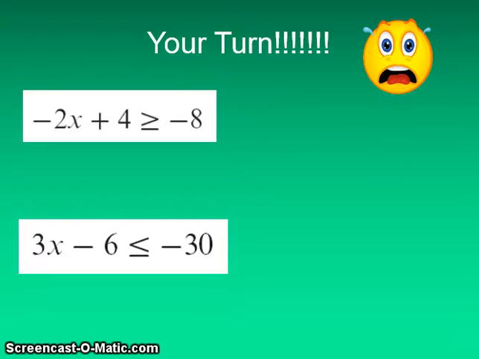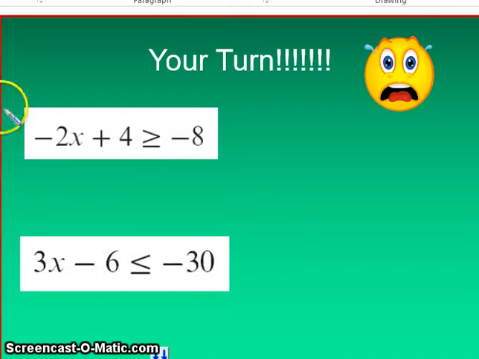Alright, here's some more examples that need to go in your notebook. So in this case, we have negative 2x plus 4 is greater than or equal to negative 8, and we need to write it in words. So notice that here we have multiplication happening, and then there's some addition, and then our inequality symbol is greater than or equal to. That means that we could say greater than or equal to, or we could say is at least. So we can use either one of those expressions.